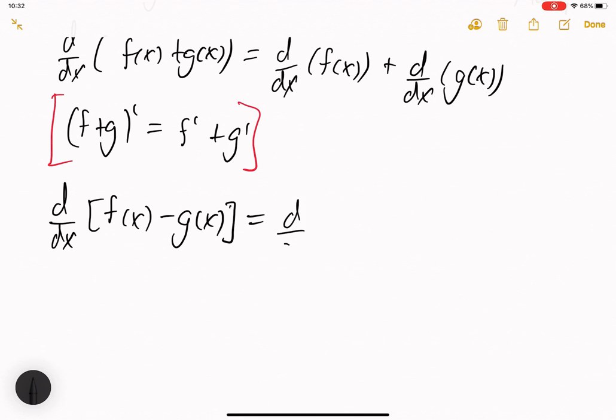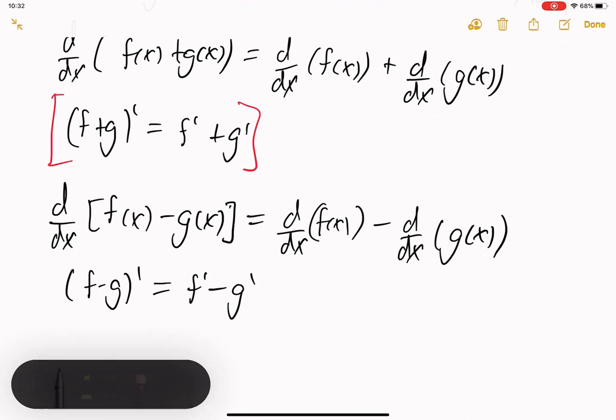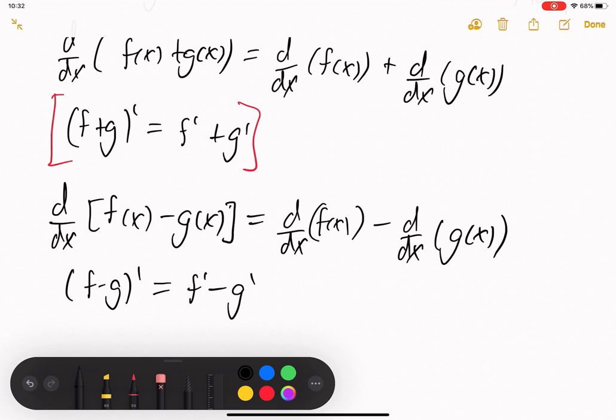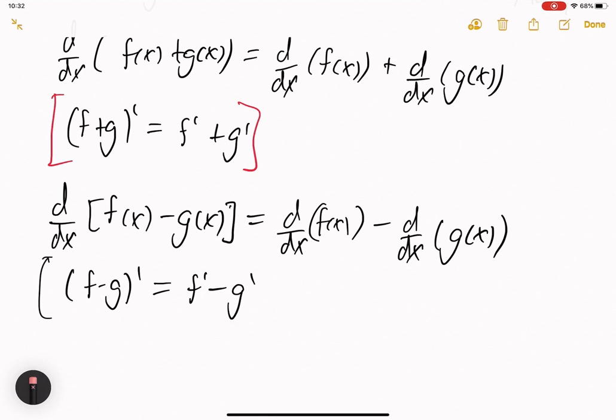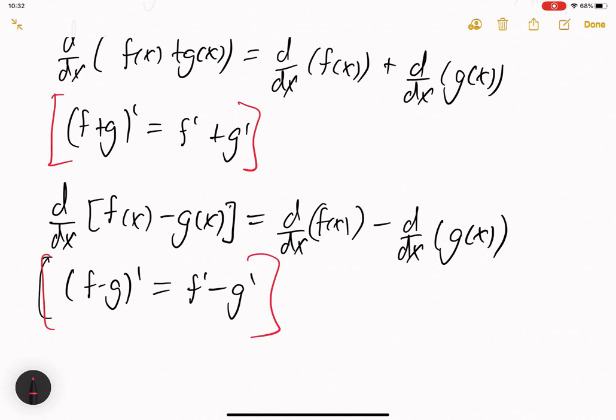is equal to d of dx of f of x minus d of dx of g of x. So basically the same thing as above, but now one of them is negative. And again, in terms of notation you could say (f minus g) prime is equal to f prime minus g prime. All right. So these are pretty nice.